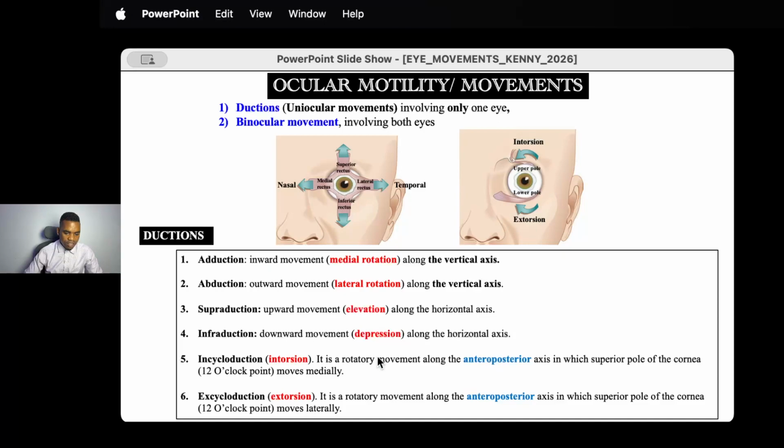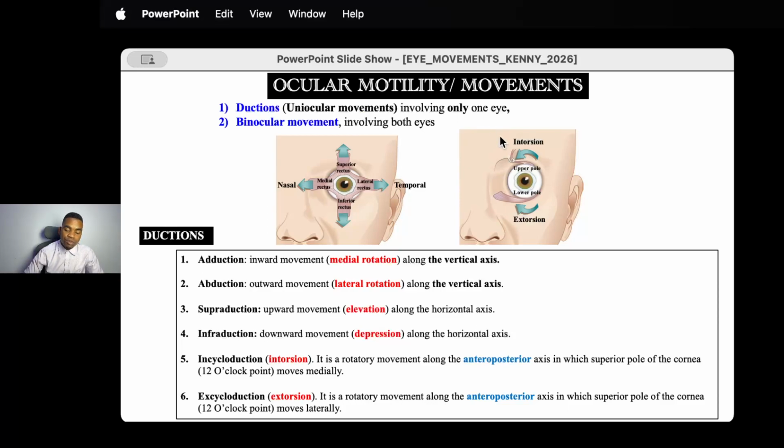And then when this 12 o'clock position moves laterally, so this eye is rotating in such a way that the 12 o'clock position goes laterally, that is excycloduction, also known as extorsion. And the other way is intorsion. I think it makes a lot of sense. And that movement is through the anterior posterior axis. Okay, so the superior pole of the cornea, which is the 12 o'clock position, I think will do. Okay, so those are the ductions.